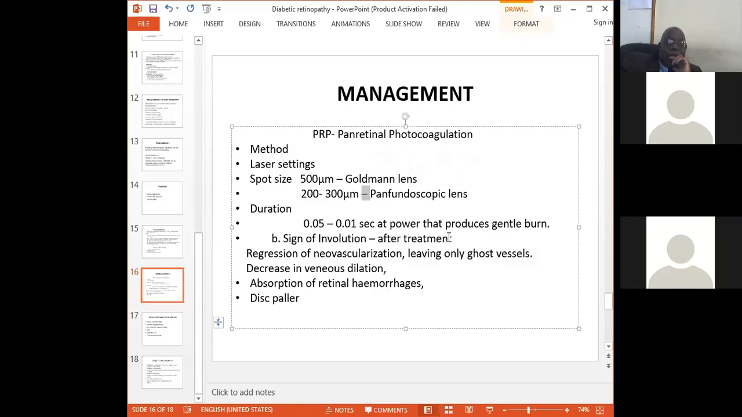Signs of involution after treatment, you have regression of the new vessels, leaving only ghost vessels. Ghost vessels, white patterns, but no blood vessel inside. Those are the ghosts. And you have a decrease in venous dilatation or absorption of the retinal hemorrhages, and the disc becomes pale. These are signs to show that there is progress after the treatment.